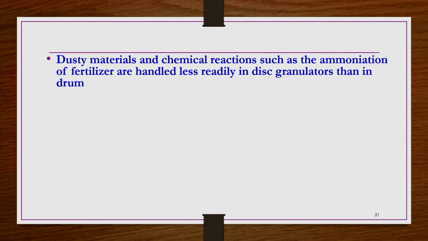Dusty materials and chemical reactions such as the ammoniation of fertilizer are handled less readily in disc granulators, which is a disadvantage, because in general these disc granulators may not be completely closed. They may sometimes be open also. So, because of that, for dusty materials and chemical reactions like those in the fertilizer industries, where granulation is also an important process, it is not advisable to use disc granulators. In such cases it is better to use drum granulators.